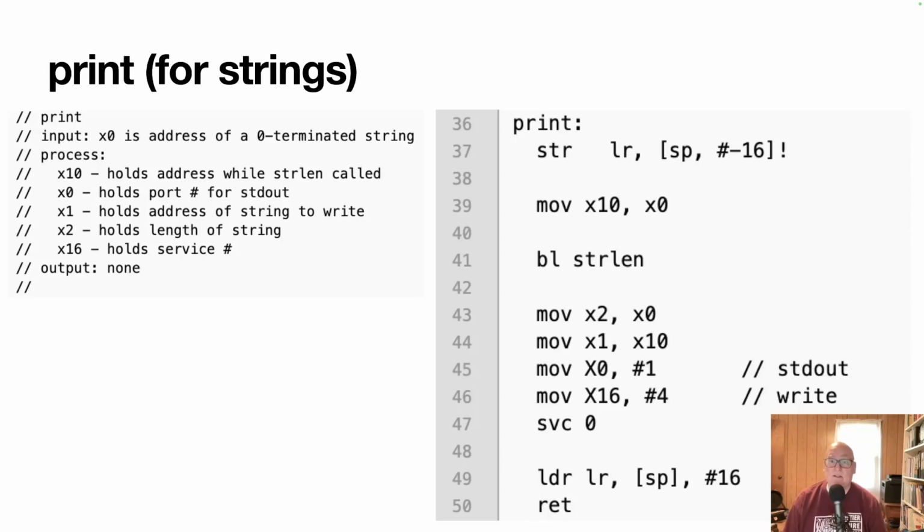So x2 is the length of the string, x1 is the pointer to the string, x0 is the code that says which file handle do you want, and 1 is standard out. x16 is the service code. So for a write in Unix on the Mac, you use service code 4.